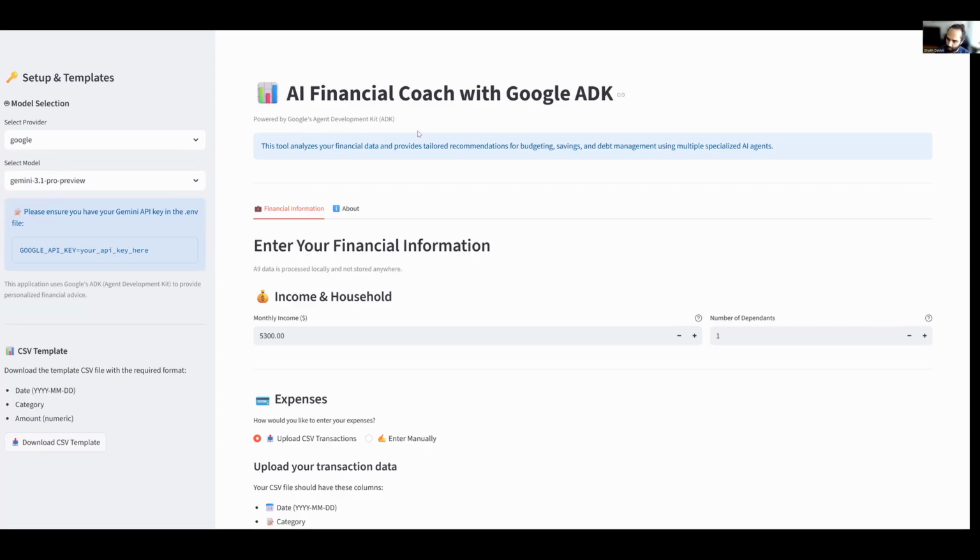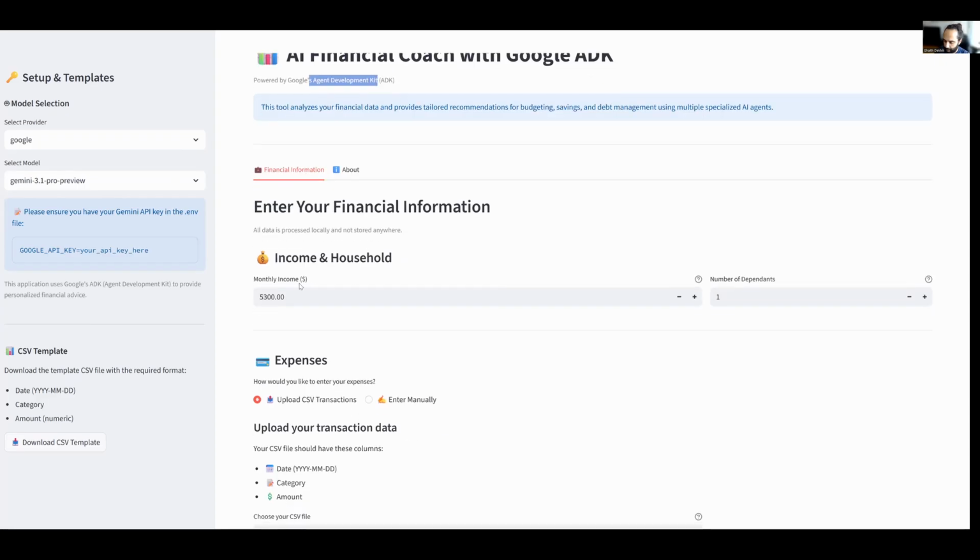Our application uses Google ADK, which stands for Agent Development Kit, which is very commonly used in agent-based applications where we need to orchestrate different agents to have a final result. So in our application, we need to provide the agents with the monthly income. This is just an example to see how it works. Number of dependents, only one.